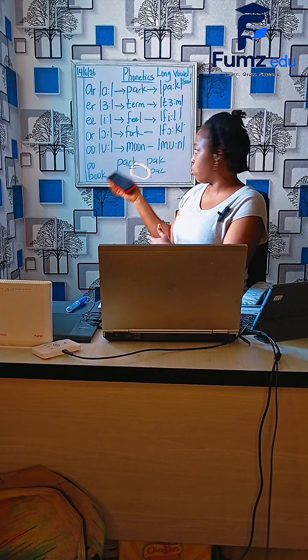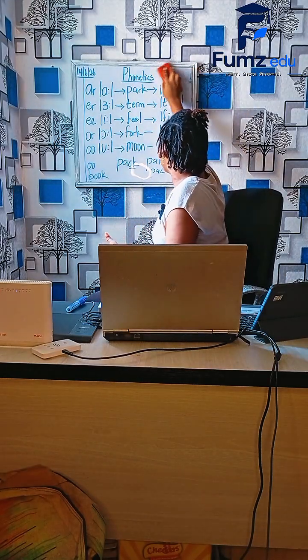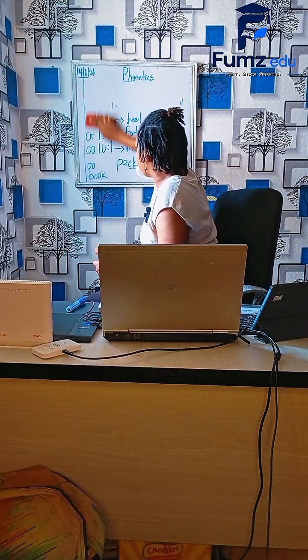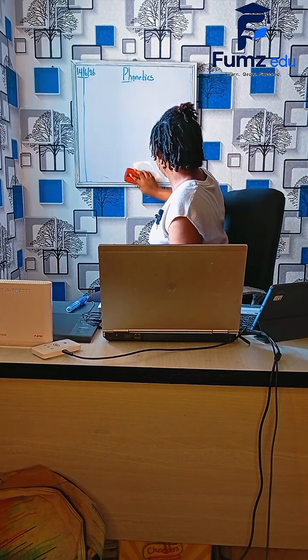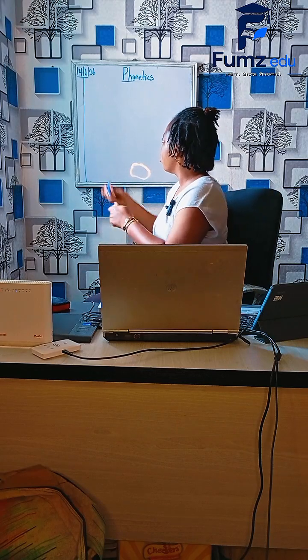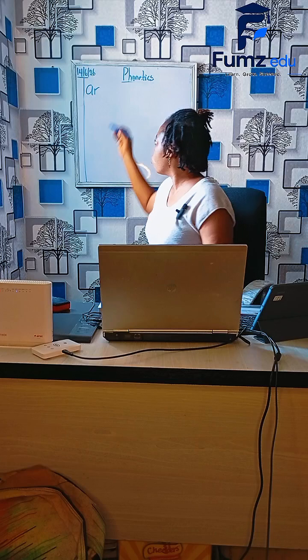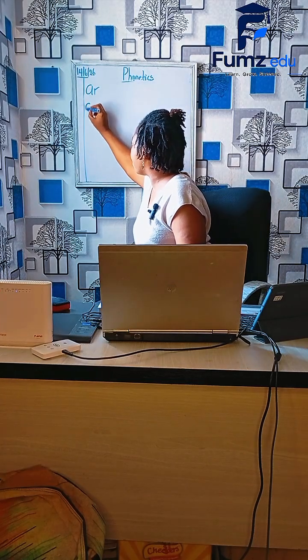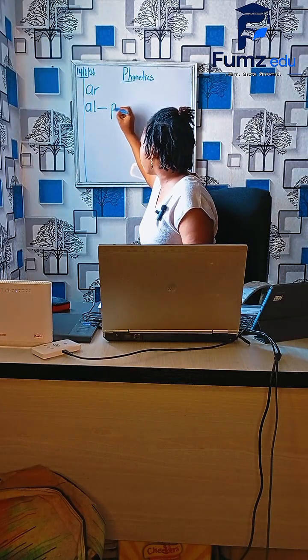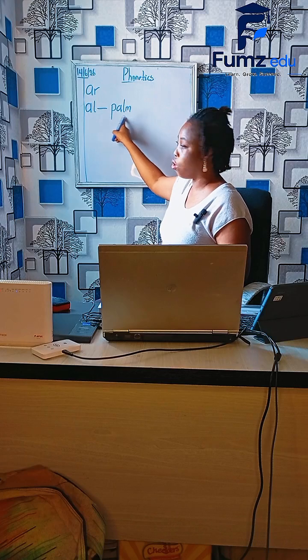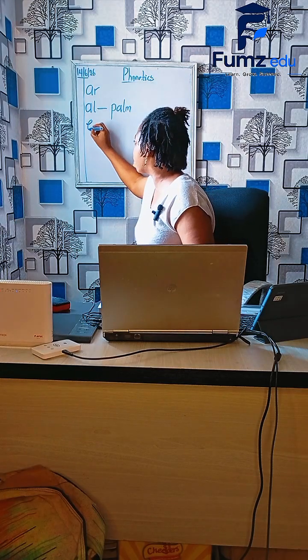There are some alternatives. I'm going to rub off the board now. I want to show you the alternatives to the sounds. So for the first one, we can have this one, al, giving you the sound you have in palm. So when you're pronouncing that word, you are not saying the l in palm. The al gives you the sound. You also have this.